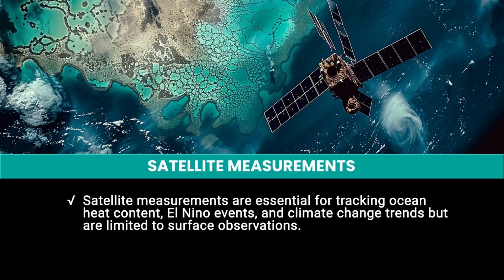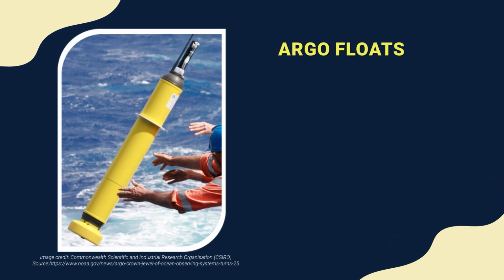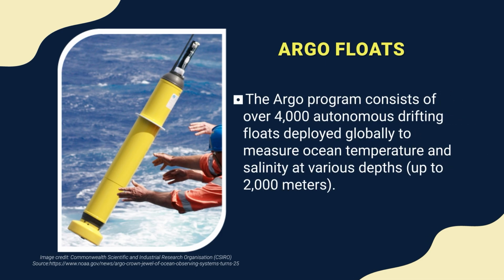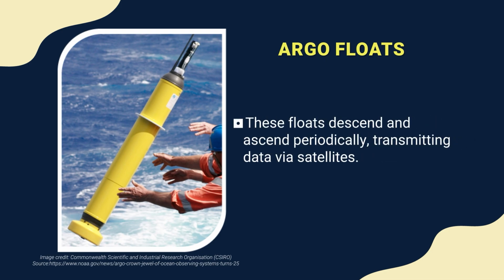Satellite measurements are also essential for tracking ocean heat content, El Nino events, and climate change trends, but are limited to surface observations. Now, we also have Argo floats. The Argo program consists of about 4,000 autonomous drifting floats deployed globally to measure the ocean temperature and salinity at various depths, up to 2,000 meters depth. These floats descend and ascend periodically, transmitting data via satellites.